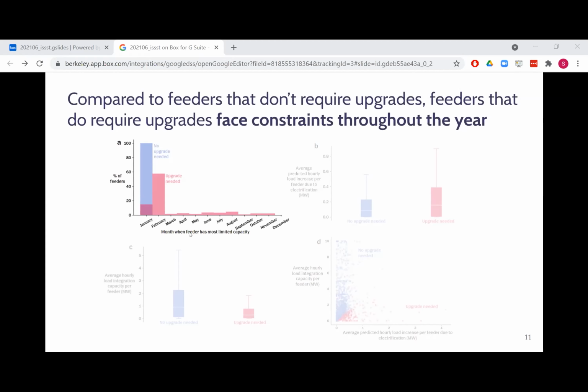But feeders that do require upgrades have more varied constraints. They tend to be more constrained in the winter, but there's some variability there. And so that might mean for the minority of feeders that are facing summer constraints, even in a situation with 100% electrification, they might already be so constrained in the summer that shifting demand to the winter still isn't shifting when they face those constraints.